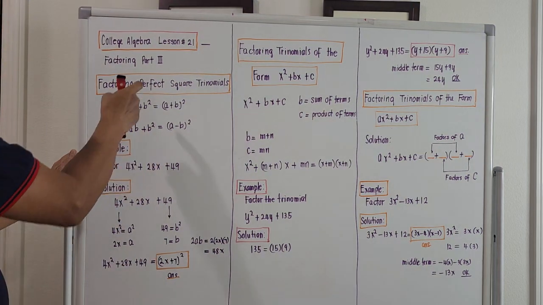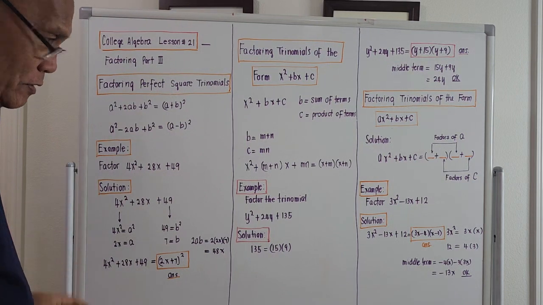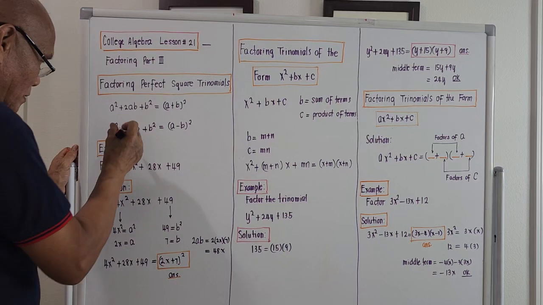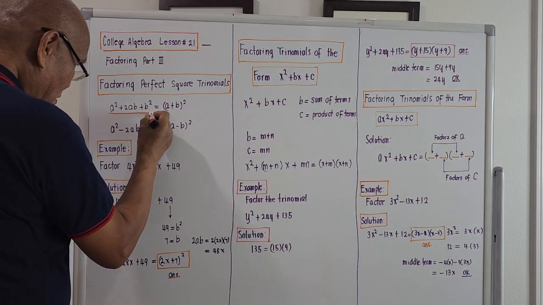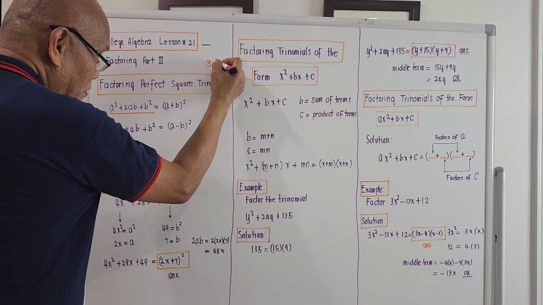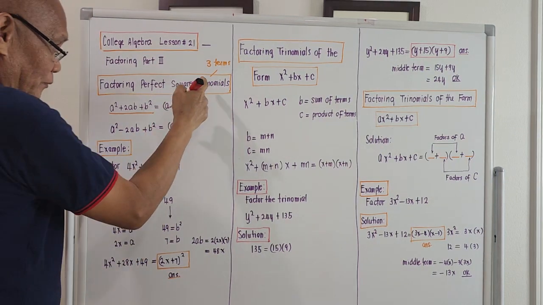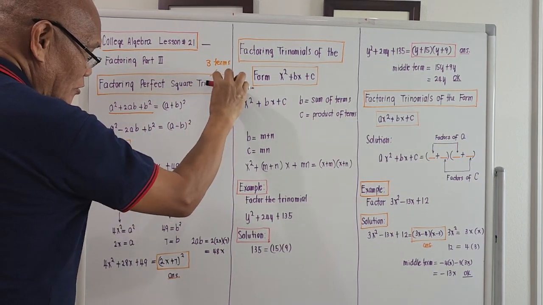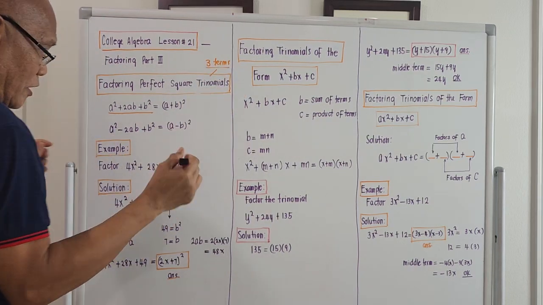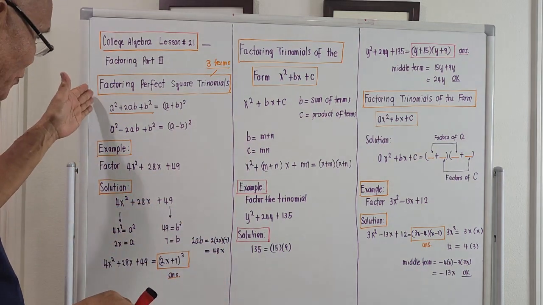The first topic for this Part 3 will be factoring perfect square trinomial. We are given a trinomial. Trinomial meaning it contains 3 terms. Tri is synonymous to 3, so trinomial contains 3 terms. So if we are given a trinomial, there are 2 forms of trinomial under this form here.